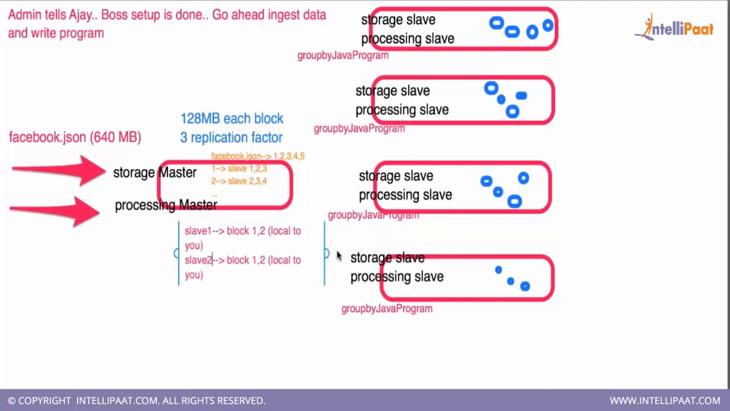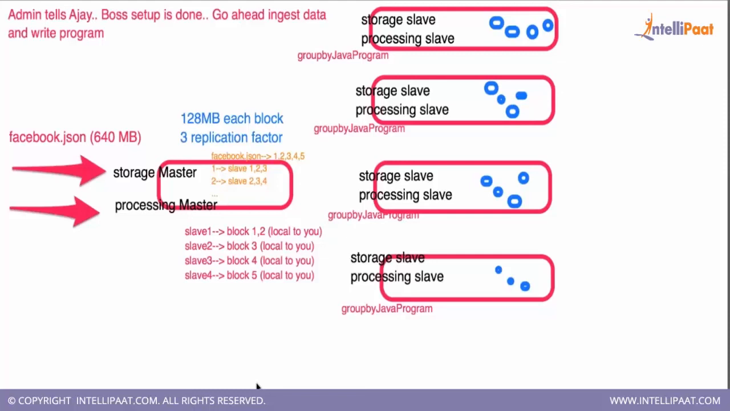Slave 2, you process block 3, which is local to you. Slave 3, you process block 4, which is local to you. Slave 4, process block 5, which is local to you. So do your business locally, don't talk to the network, and the job has to be done. And then you get your final output, which can then be directly shown on a reporting tool, or you can load it to a warehouse and show the whole thing.